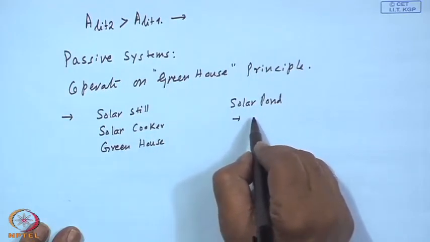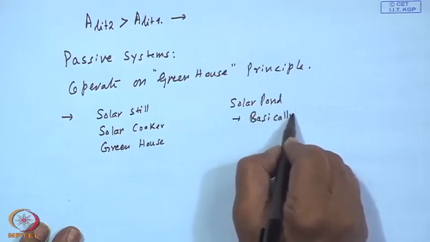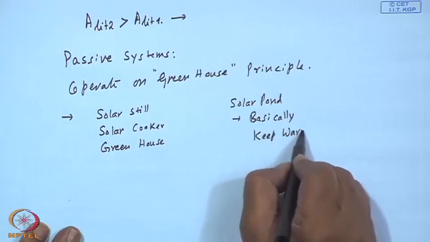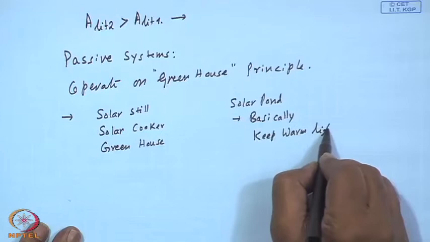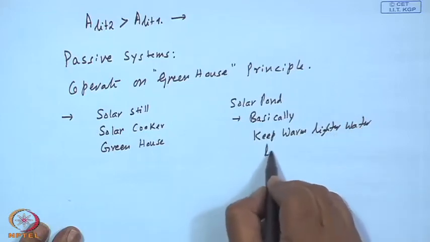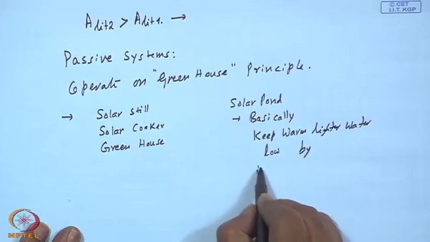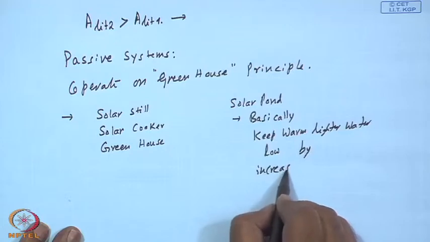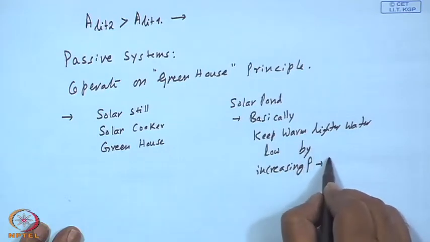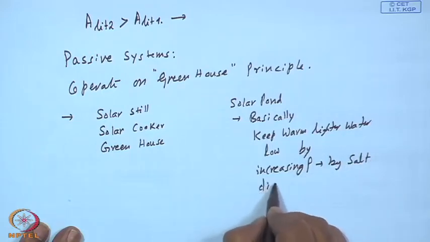So, this is basically keeping the lower water warm, and the lighter water low, by increasing the density by salt dissolution.